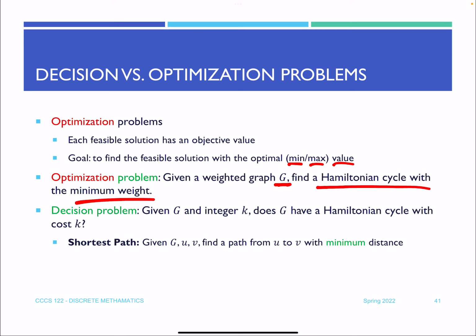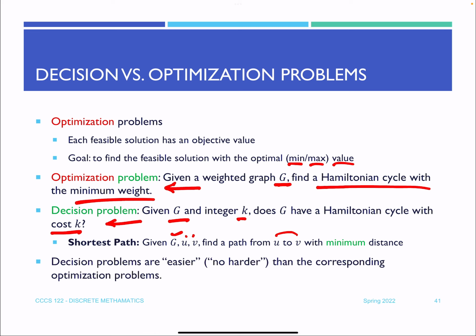A decision problem is: given G and an integer k, does G have a Hamiltonian cycle with cost k? That is a decision problem. So this is an optimization problem. This is a decision problem. And for shortest path, given your graph G and two nodes U and V, source and destination, find a path from U to V with minimum distance. That's the shortest path problem. Decision problems are no harder than corresponding optimization problems.